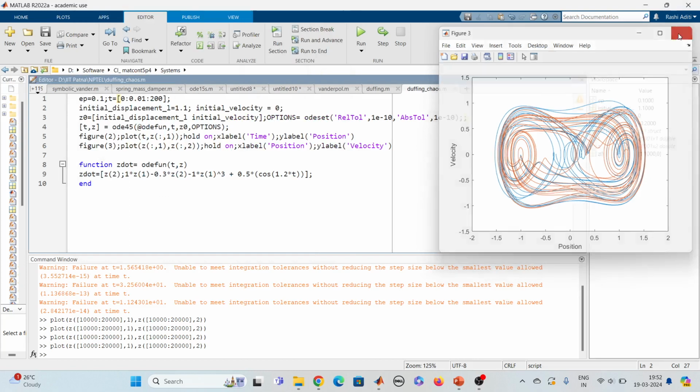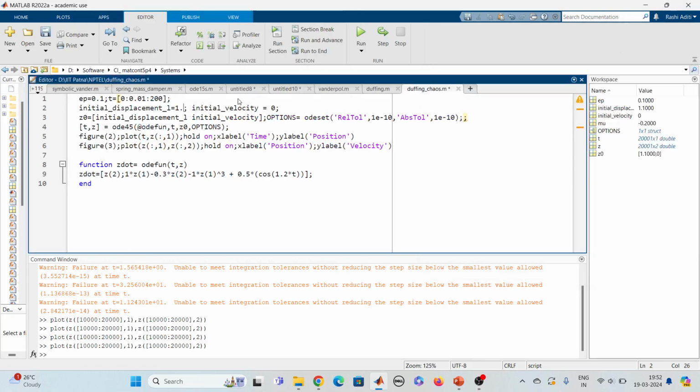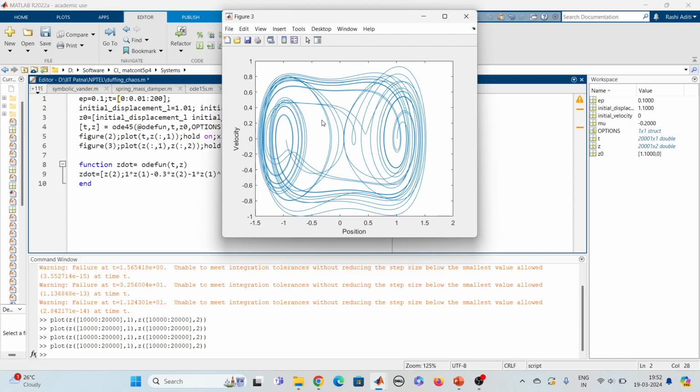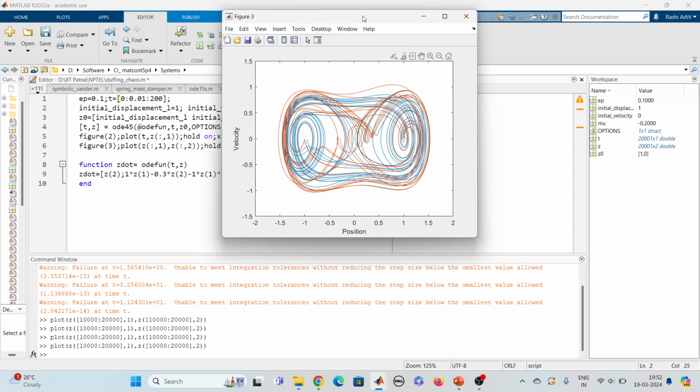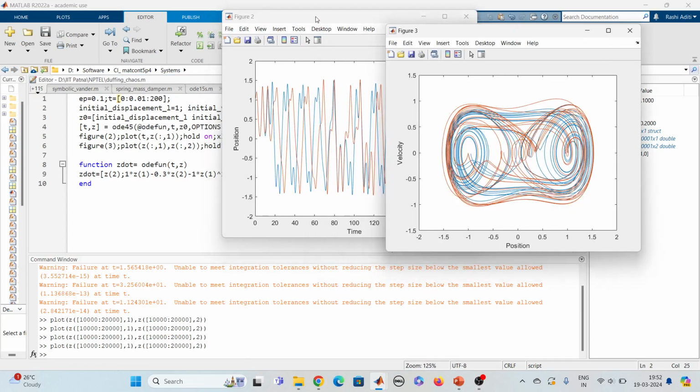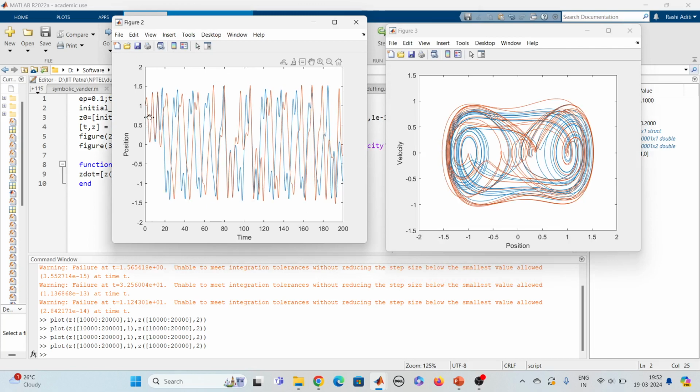Now when I talk about sensitivity to initial condition, if I take it as 0, 1, so this is the behavior, and then again I take it as 1. See, even if there is a very small variation in the initial condition, initially the behavior is the same, however after that the divergence is very large. So you can see that my chaotic behavior is going to show sensitivity to initial condition.